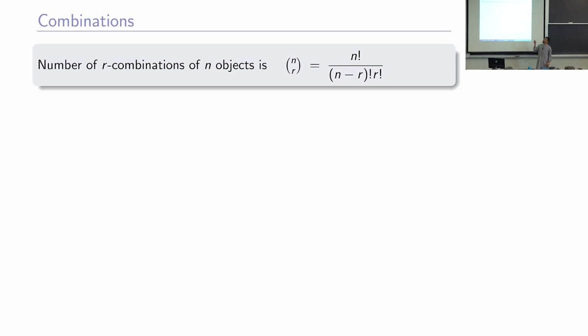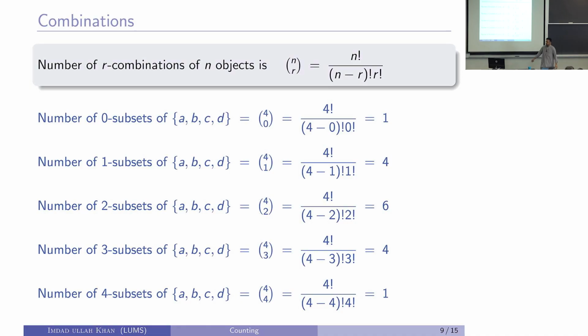4 factorial divided by 4 minus 4 factorial, let's say 0 factorial, times 4 factorial. So it's 4 factorial divided by 4 factorial, that gives me 1. The 0 factorial is already 1. Okay? So this is how it is. These r-combinations are defined. It's actually the number of subsets.